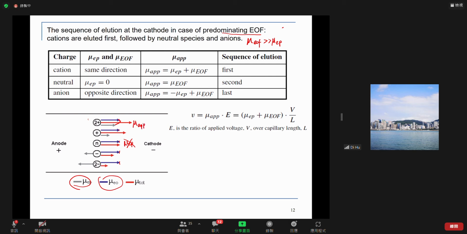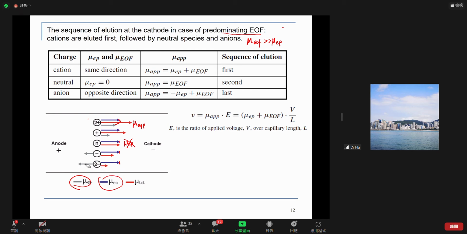So the highly charged positive ion comes first, followed by the smaller charge density one, and then the neutral. The highly charged negative ions have a stronger pulling force, so they come out later.